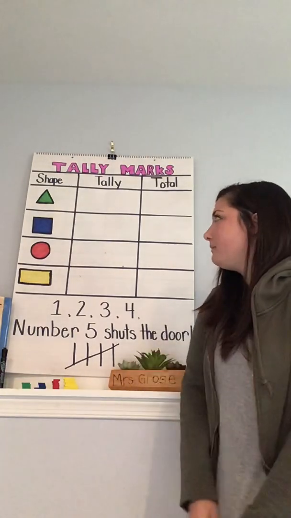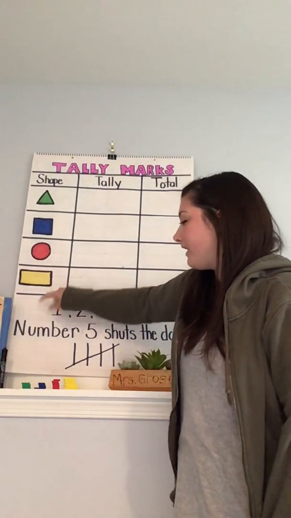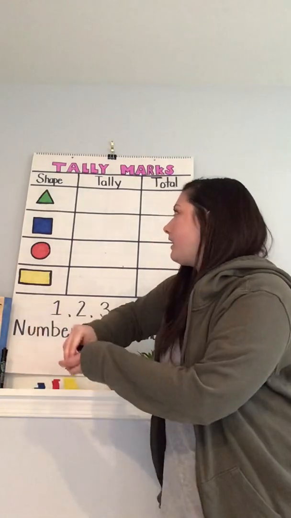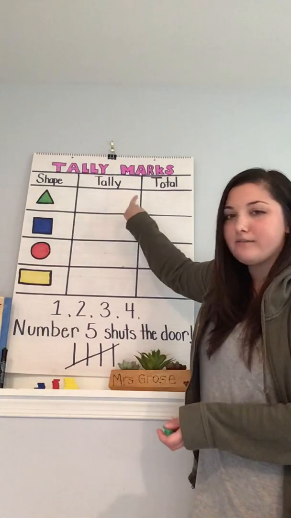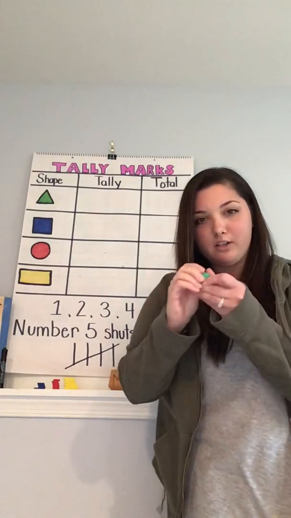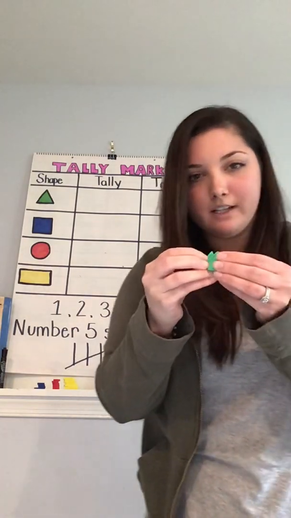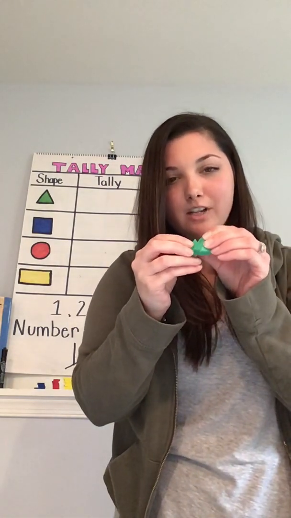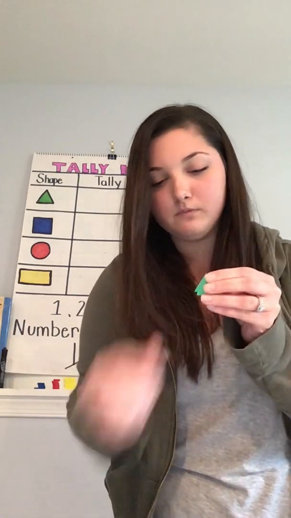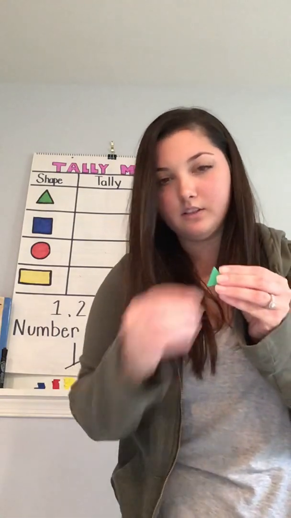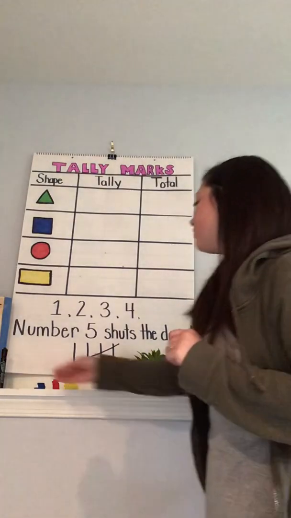All right, so what I'm going to end up doing is looking at each shape. First, I'm going to look at my green triangles. To make my tallies and to find my total, I'm going to have to count my green triangles to see how many I have. I'm going to count by ones, and while you're at home, I want you to count with me. Ready? 1, 2, 3, 4. All right, I see 4 green triangles.